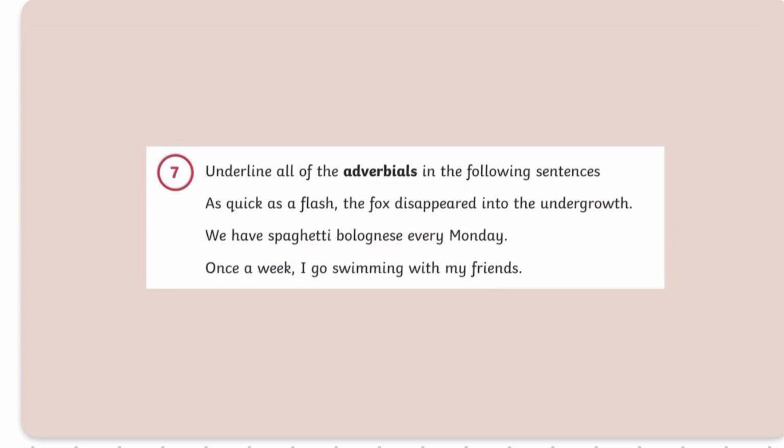Next question. Question 7. Underline all of the adverbials in the following sentences. As quick as a flash, the fox disappeared into the undergrowth. So we've got a fronted adverbial, as quick as a flash, because it's telling us how the fox disappeared. We have spaghetti bolognese every Monday. So every Monday is our adverbial, as it's telling us the frequency that you have it. And once a week, I go swimming with my friends. Again, the frequency, but it's also our fronted adverbial.